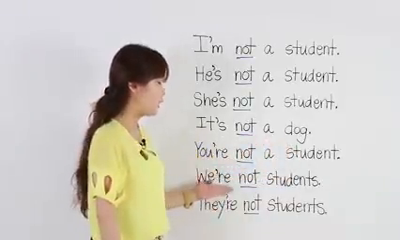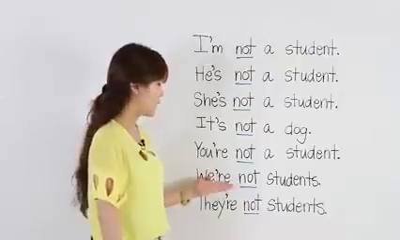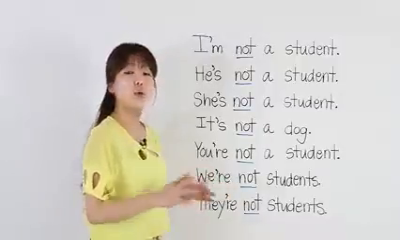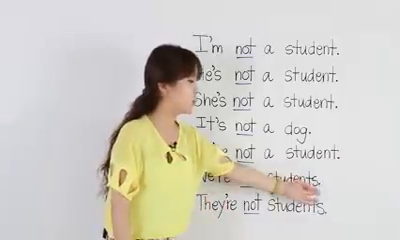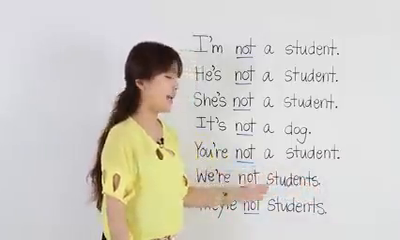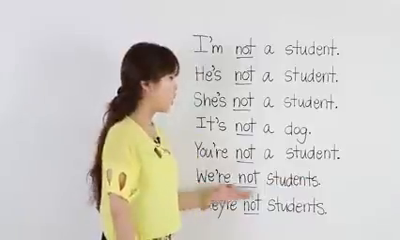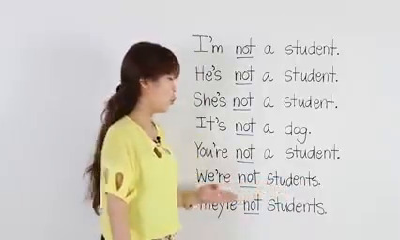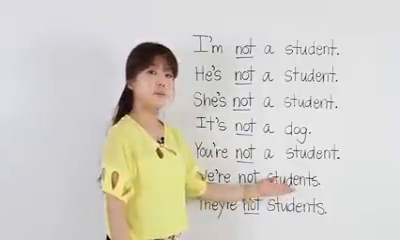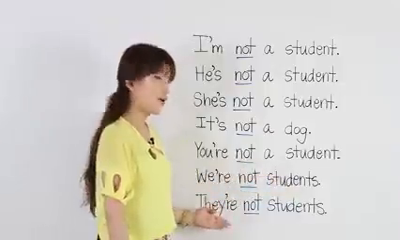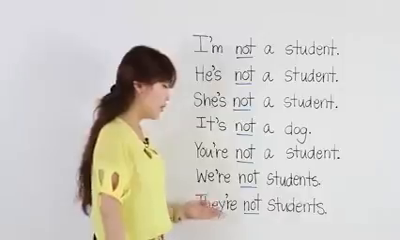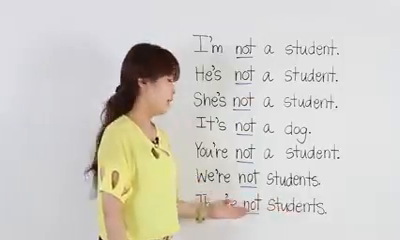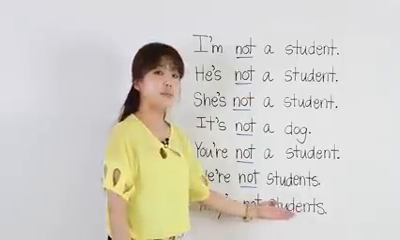Okay, the next one is a little bit different. We have we are, we're. Now, remember, we means more than one, many. Okay, so we say students. We put an S and we don't put an A in front. We're not students. Okay, and they're is the same thing. It means more than one. So, they're not students.